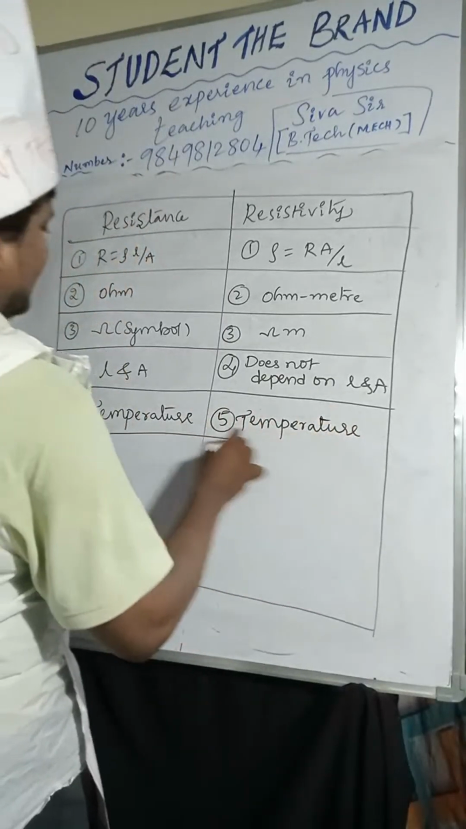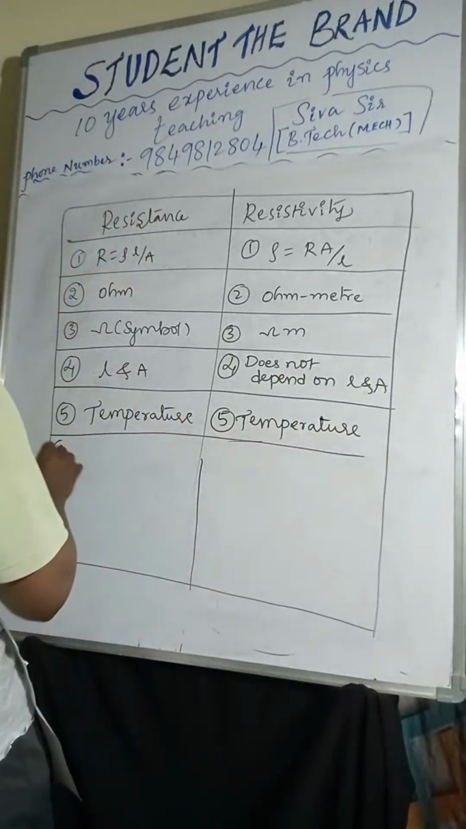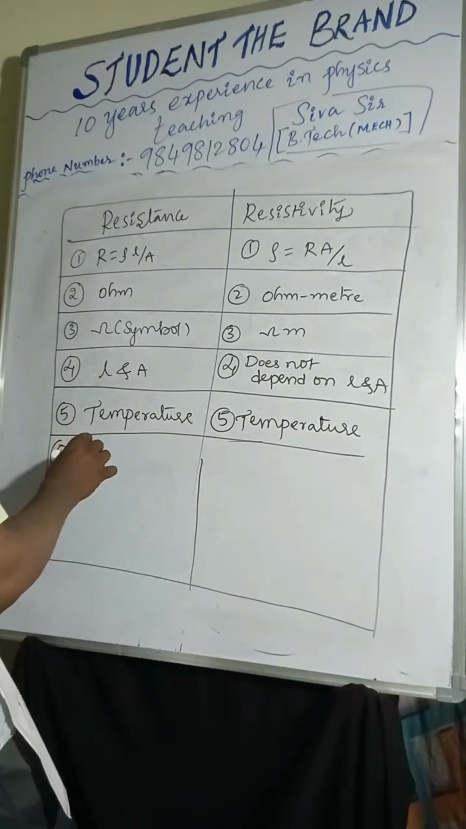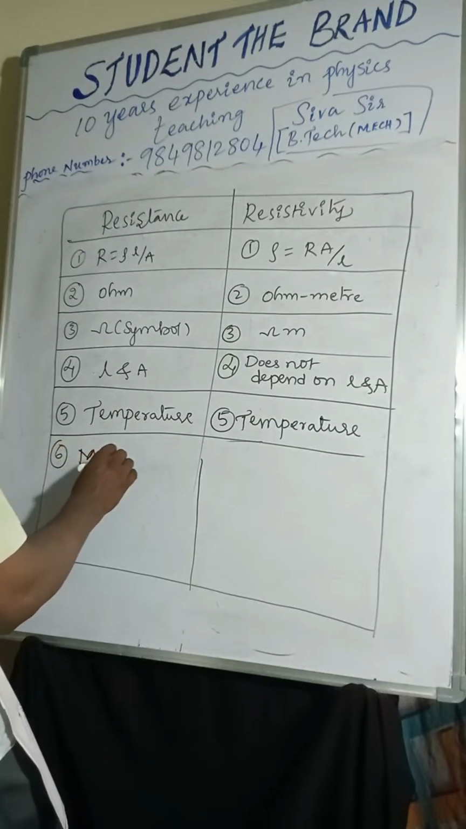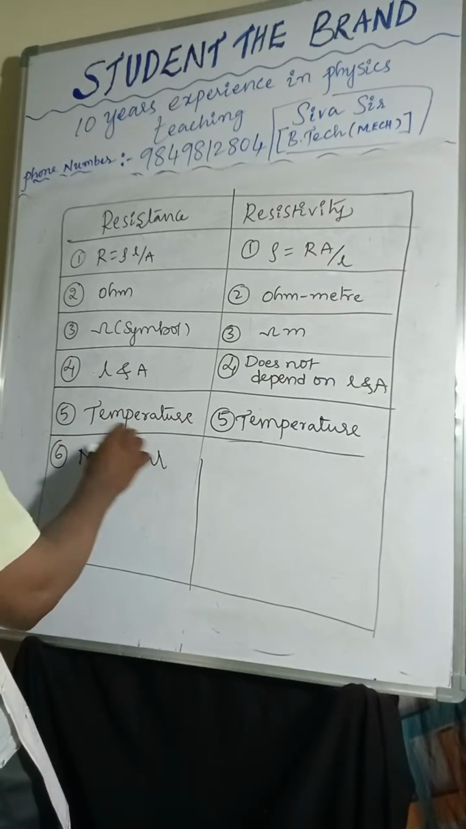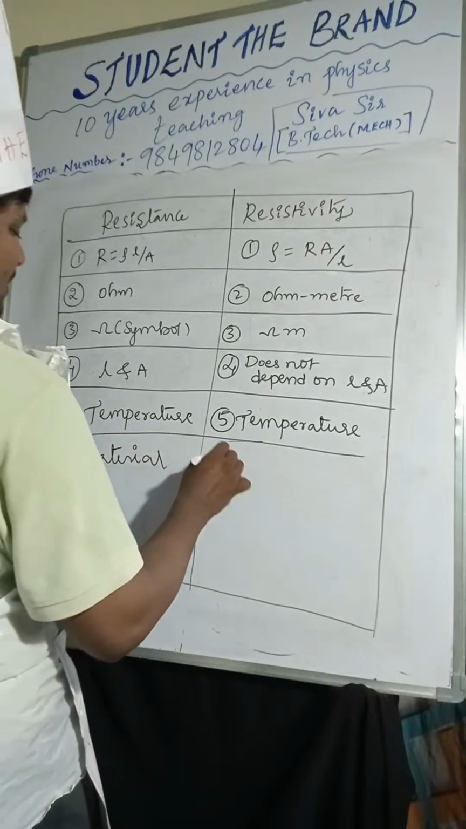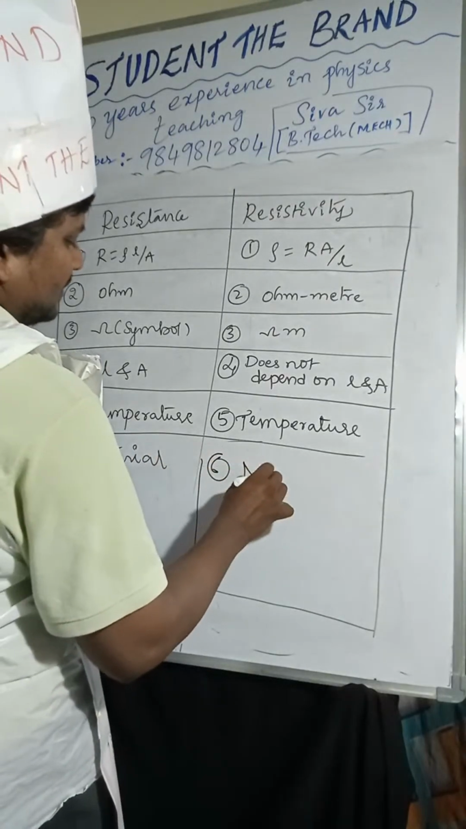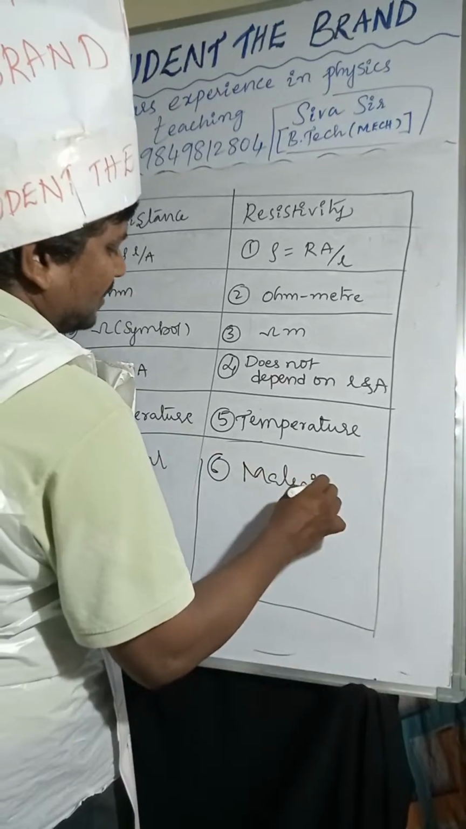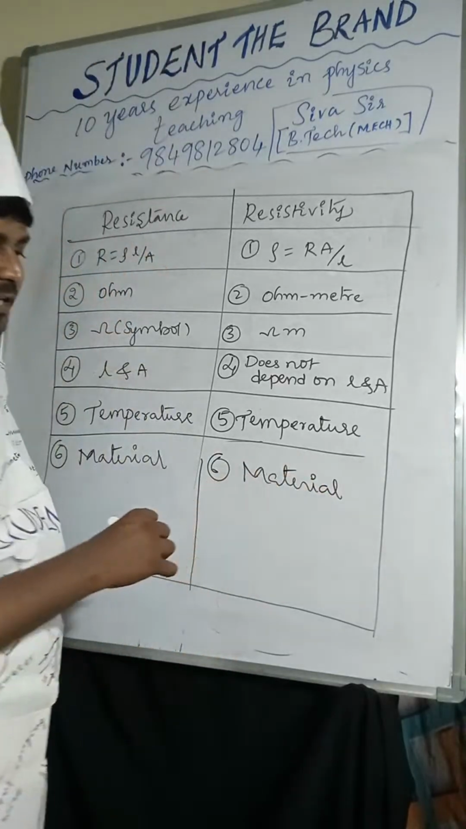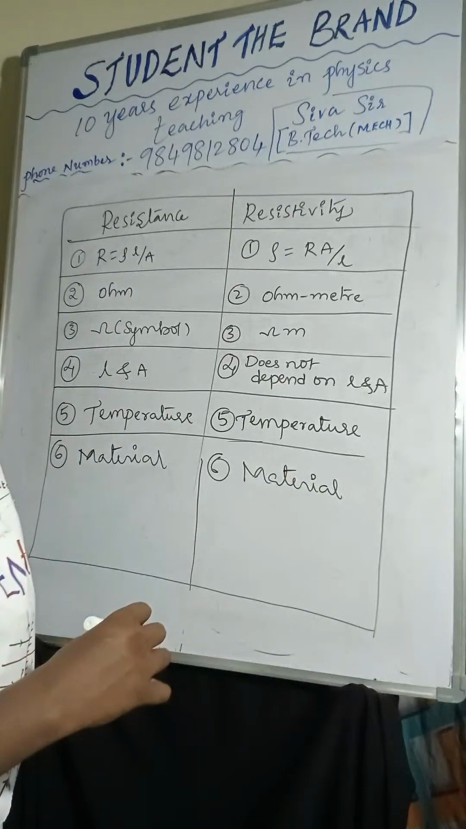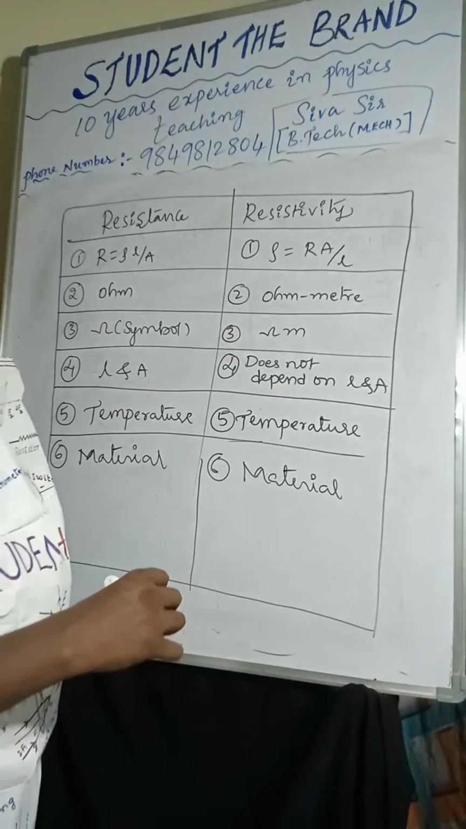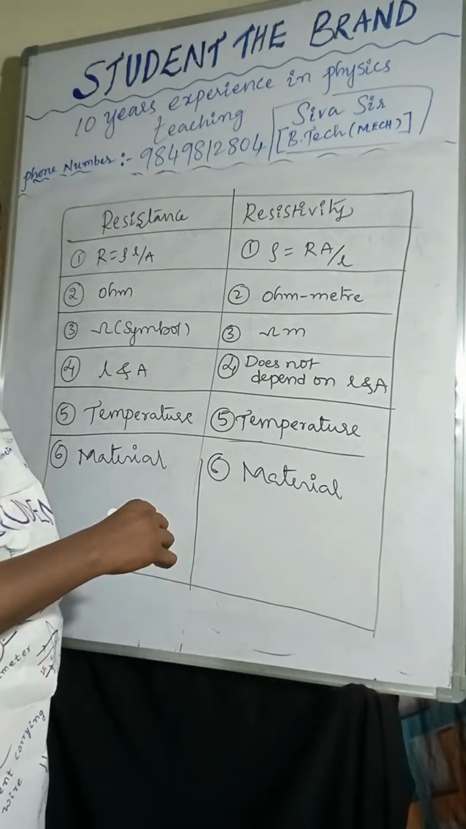Next, the sixth one. Resistance depends on the material of the conductor, and resistivity also depends on the material of the conductor. I hope it is very clear to you all. Okay, so this is about the answer.